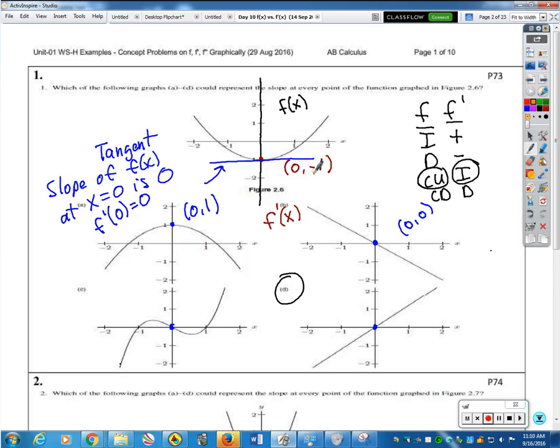However, in the f prime graphs, this one's f prime, this point has two meanings. It is definitely simply 0, 0 on this graph, but it also means look back to f. Pay attention to x equals 0, so here we are, and this value being 0 means that this tangent slope will be 0. So that's why we know this is a possible match, but so are these, because they have that same 0, 0 point.